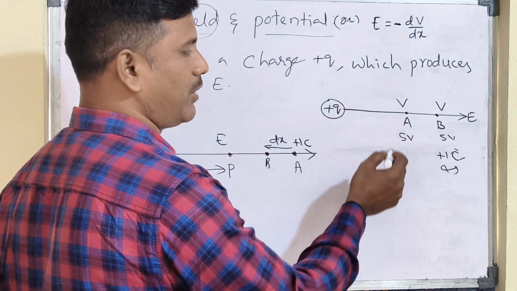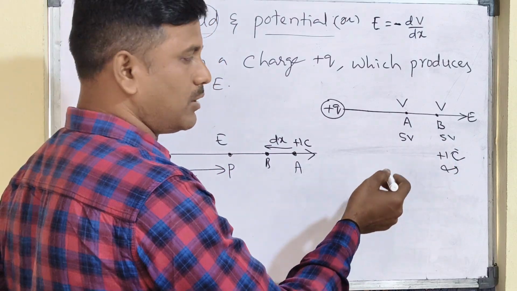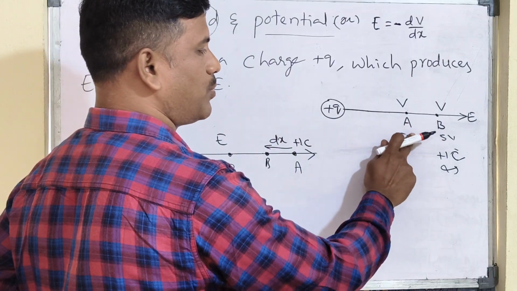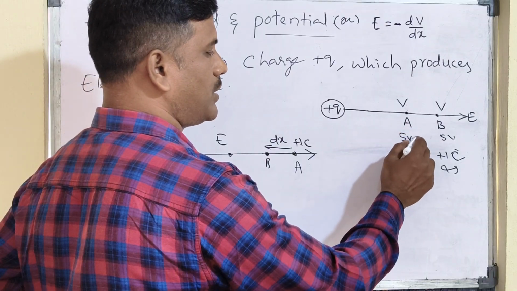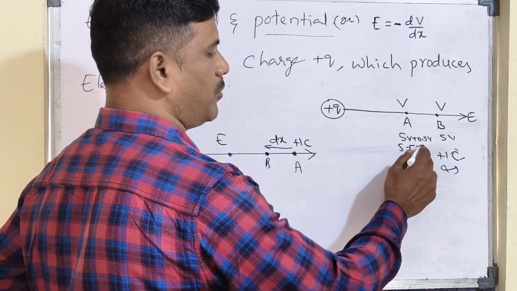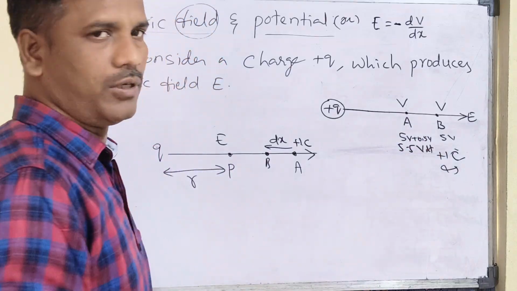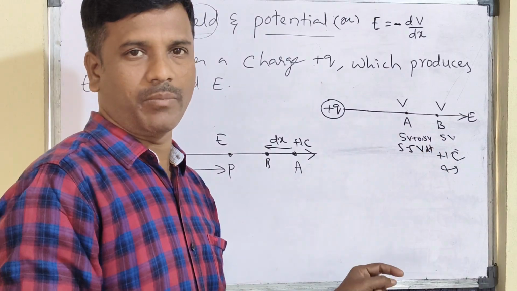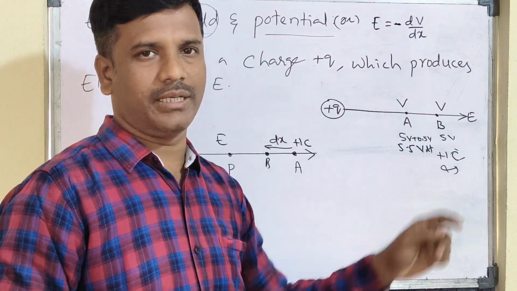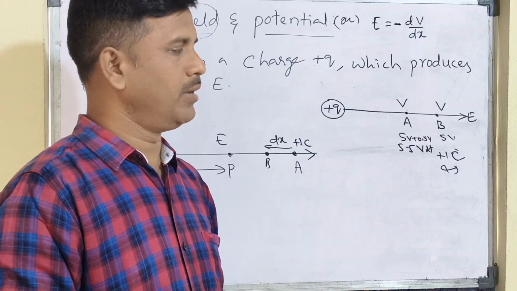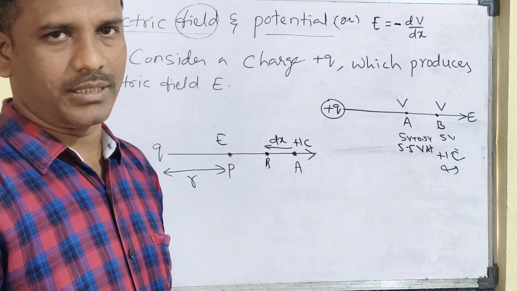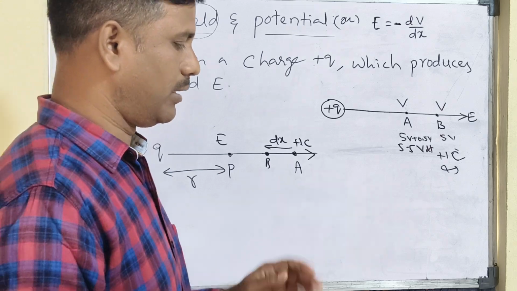So actually here there is a 5 coulomb charge. For example, here the potential is greater, by how much? 5 volt plus 0.5, that means 5.5 volt. 5.5 volt to 5 volt. So that means potential decreases with increasing distance from the charge. Along the direction of the electric field, the potential value will decrease.